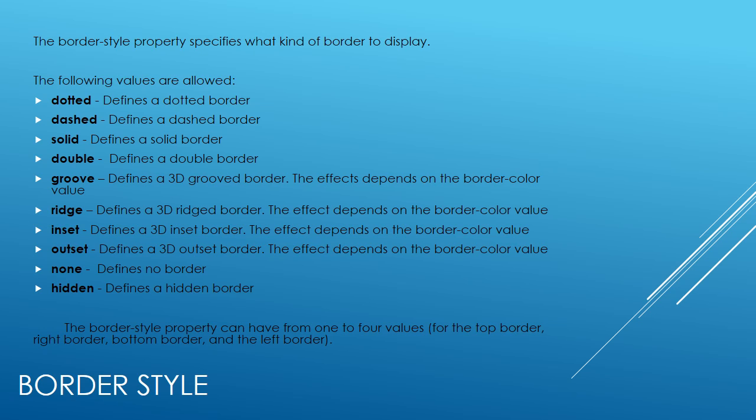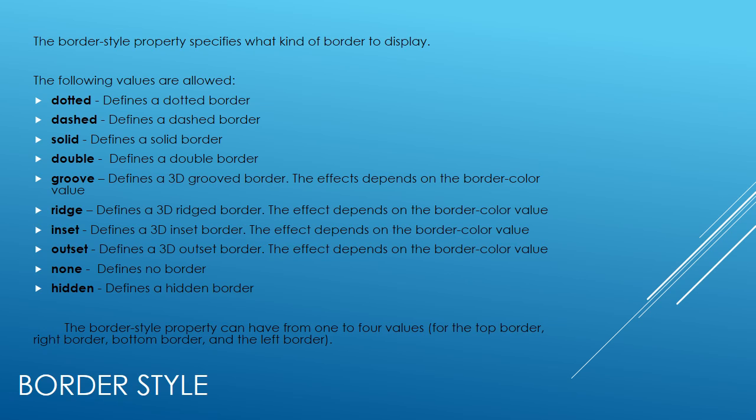Ridge. Defines a 3D ridged border. The effect depends on the border-color value. Inset. Defines a 3D inset border. The effect depends on the border-color value. Outset. Defines a 3D outset border. The effect depends on the border-color value. None. Defines no border. Hidden. Defines a hidden border.